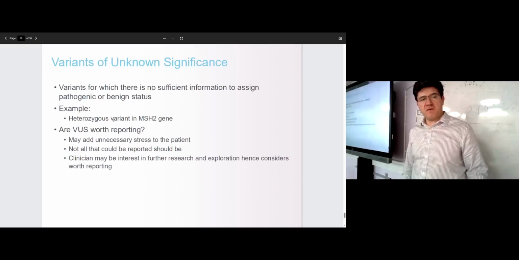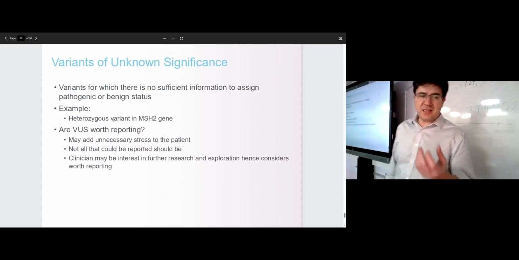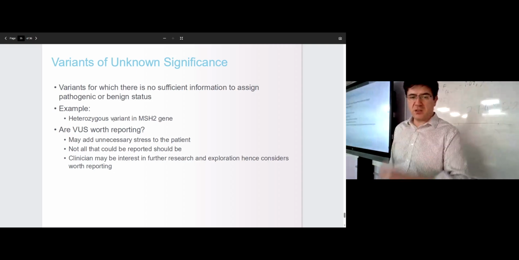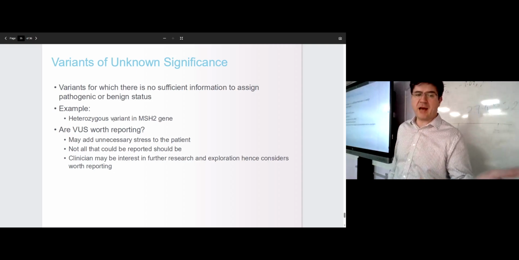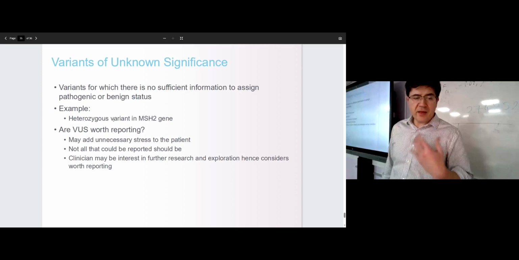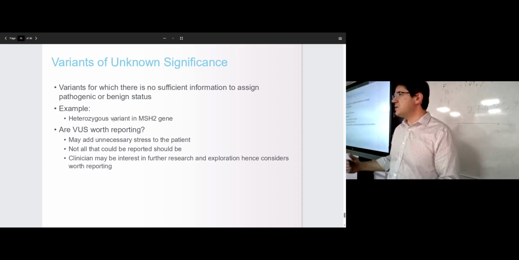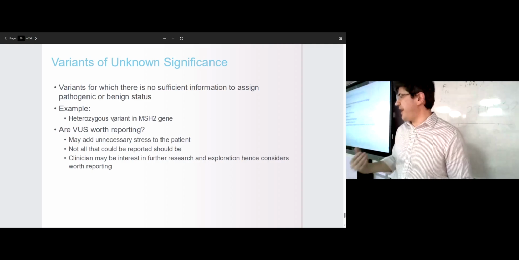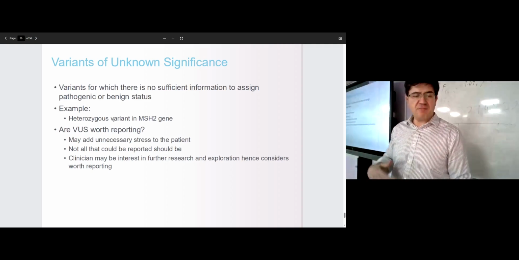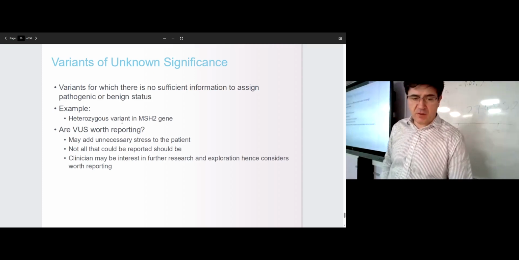So this issue of variants of unknown significance is still developing. As I said, these are variants for which there's not sufficient information to assign whether they are pathogenic or benign. Are they worth reporting? Probably not, because there's so much data and information anyway that it may add unnecessary stress to the patient. So it's usually left to the discretion of the clinician.